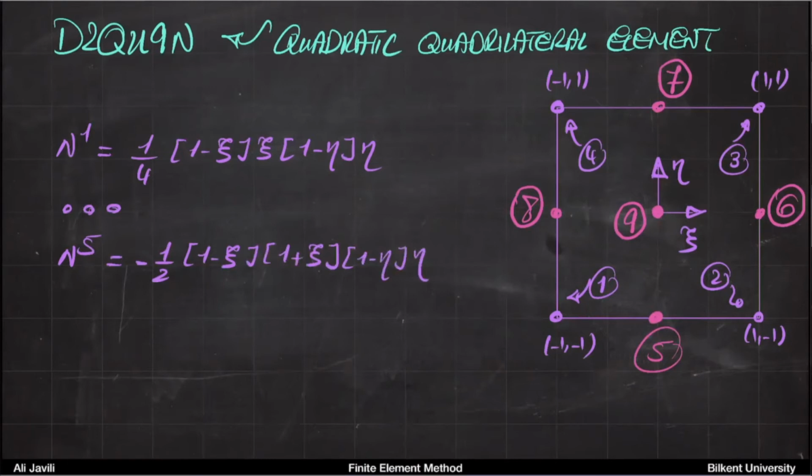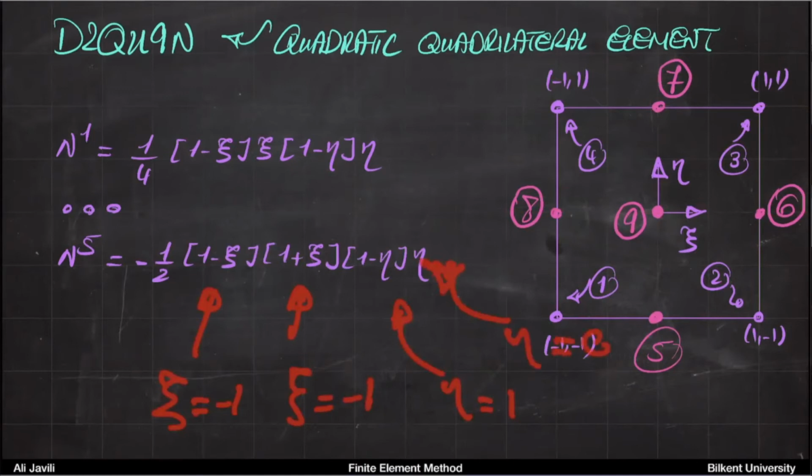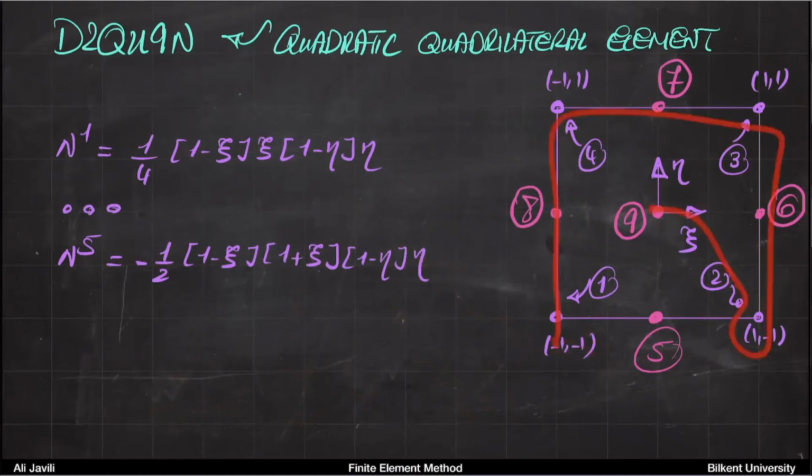Okay. So again, you clearly see that if xi is 1 or if xi is minus 1, or if eta is 1, or if eta is 0, it's going to be 0. So it makes sure that it is 0 on all the other nodes. It's only non-zero at 5, and then by multiplying it by minus 1 over 2, you make sure that it's actually 1 at node 5.